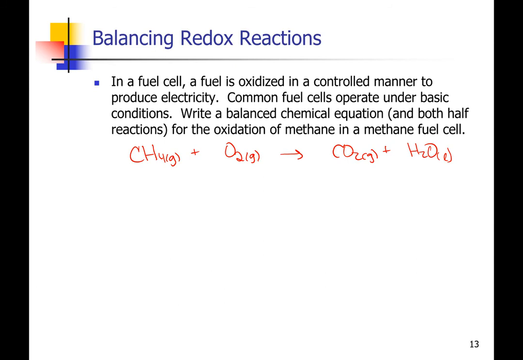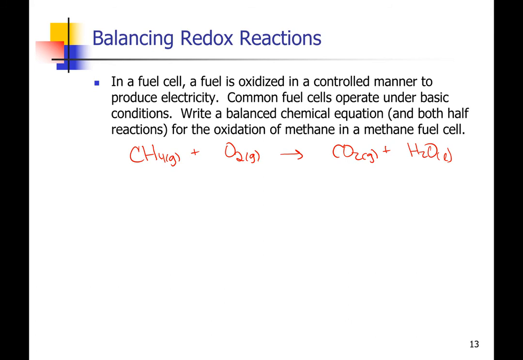Now, sure, you could just balance this by inspection and you would have all of the elements balanced. But if you do that, you're not going to be able to do any electrochemical calculations because you're not going to know how many electrons were transferred from your oxidized species to your reduced species. And so we're going to break this out into half reactions so we can extract that information.